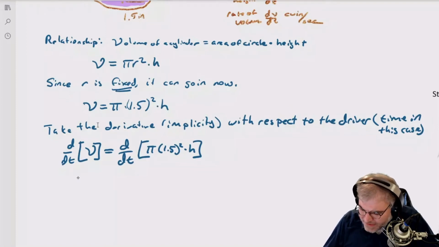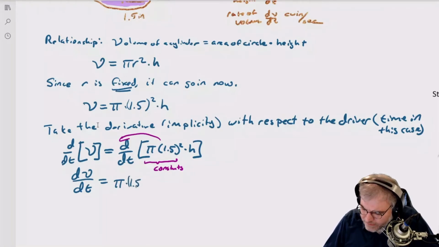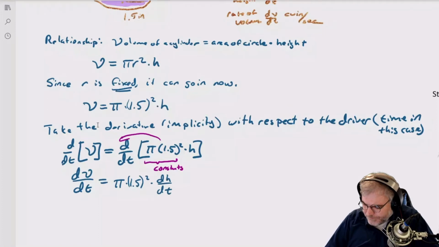And what it winds up happening is here I get dv over dt. Now, these are constants. So they'll come right out. And I wind up with pi times 1.5 squared. I should probably do that, right? Times dh over dt. How do we feel about that little derivative, 1 to 5?